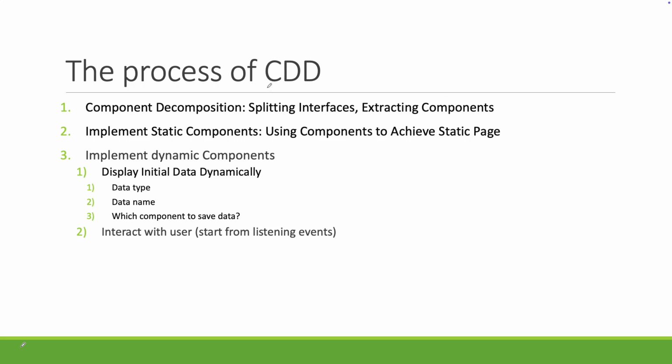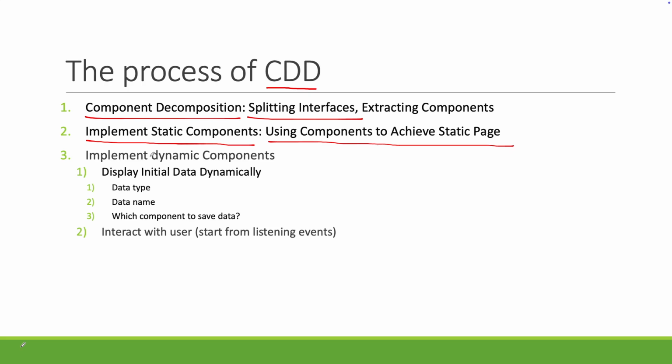So for the process of component-driven development, we have a short word, CDD. The first thing we do is component decomposition, which is splitting interfaces and extracting components once we get the design. Then the second phase is we implement static components. After we split into different components, we combine them together and implement a static page, which looks like what the designer gives to you.